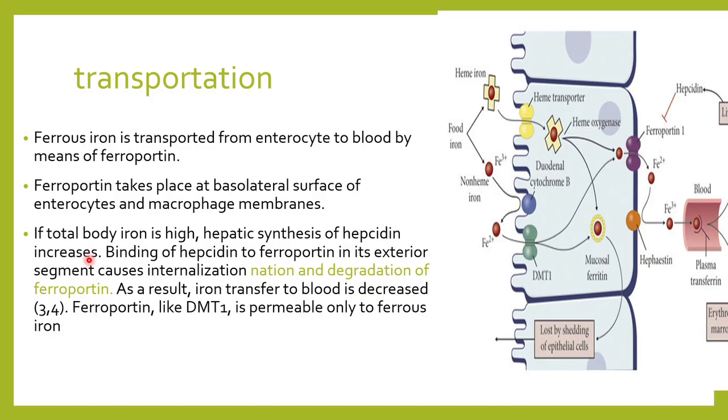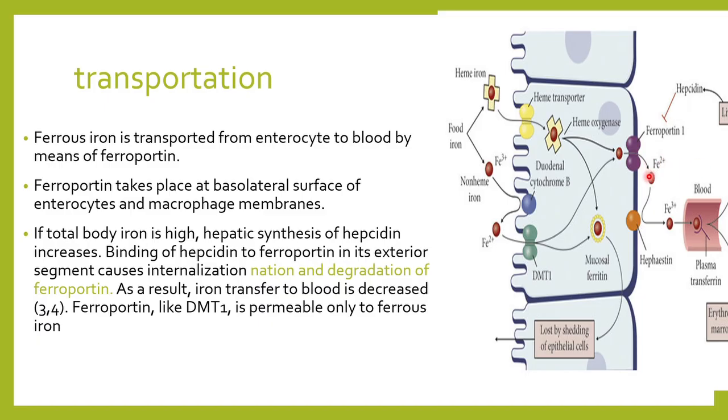Now the transportation part. The ferrous iron is transported from the enterocyte to the blood by means of another gate called ferroportin. Whatever ferrous iron is there has to be sent to the bloodstream, and it enters the bloodstream again through a gate, that is ferroportin. This ferroportin is present on the basolateral surface of the enterocyte. This ferroportin is under the control of hepcidin. We will learn about hepcidin later, but remember, hepcidin regulates ferroportin.